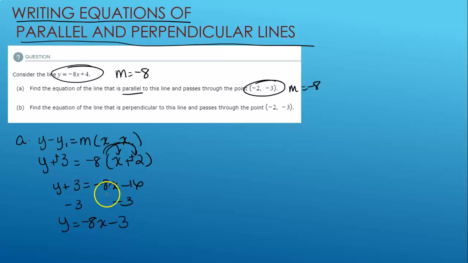So what we've done is we've taken the slope from that line. Notice I didn't do anything with the y-intercept. I want a line that's parallel to this line, but goes through a different point. So I had the point and the slope, so I needed to use point slope form.